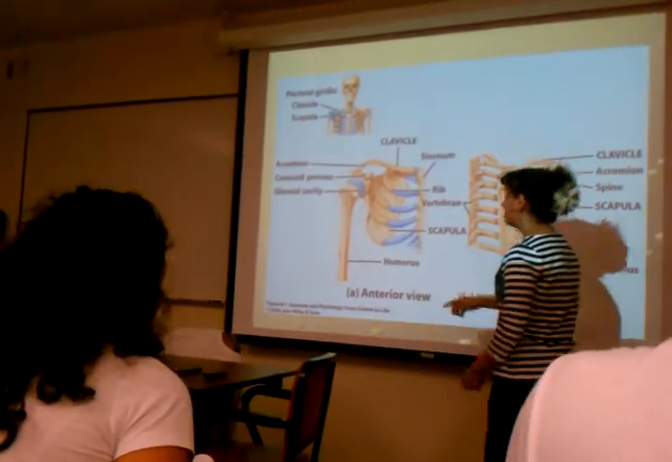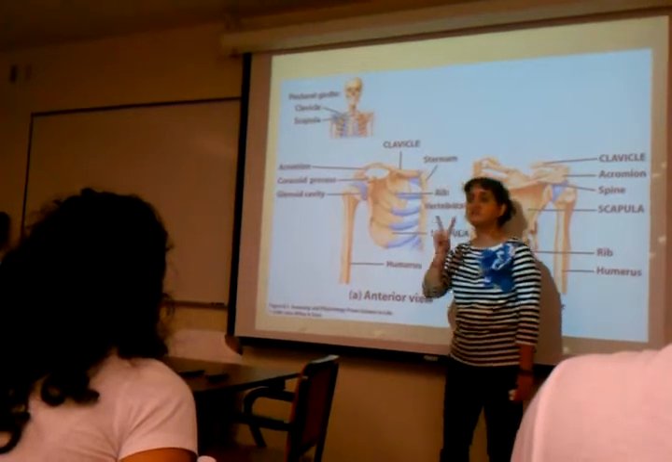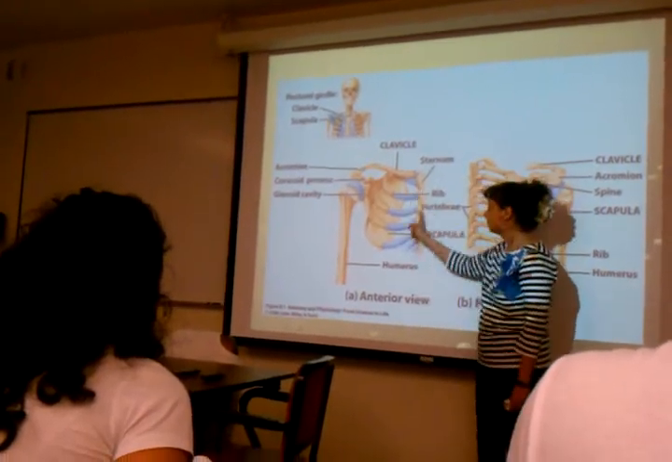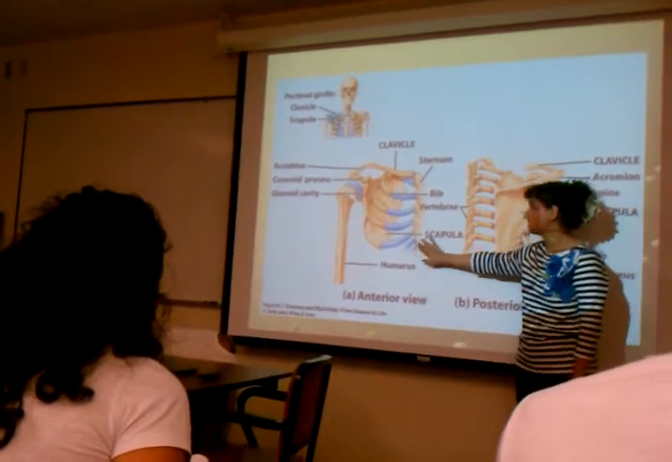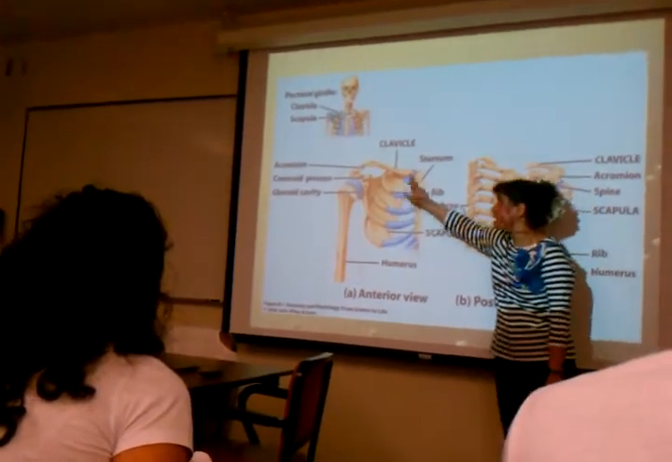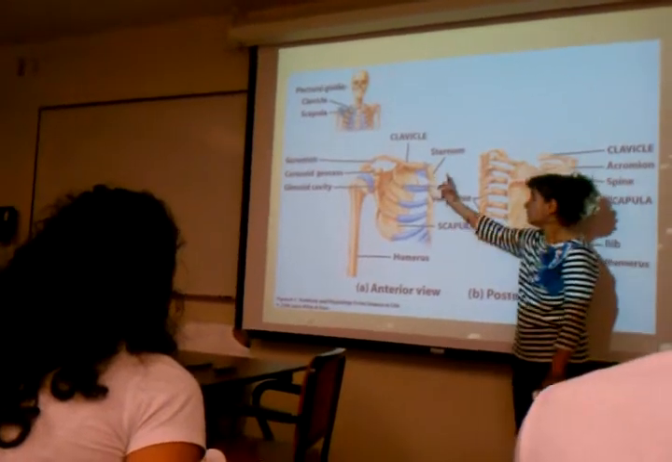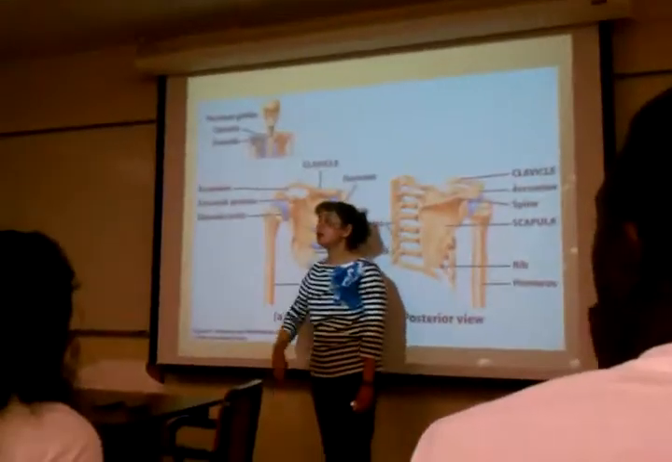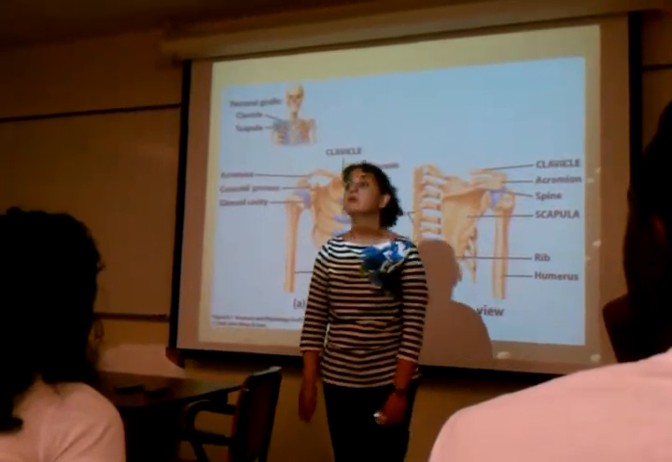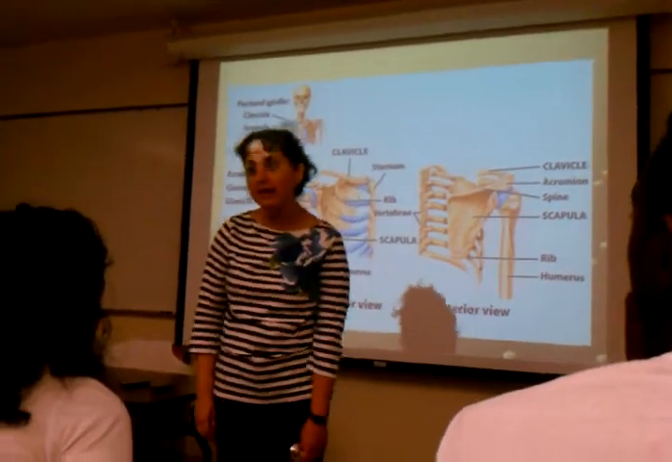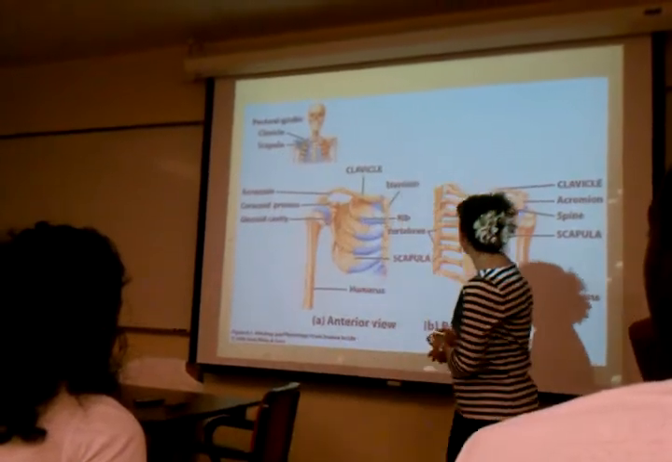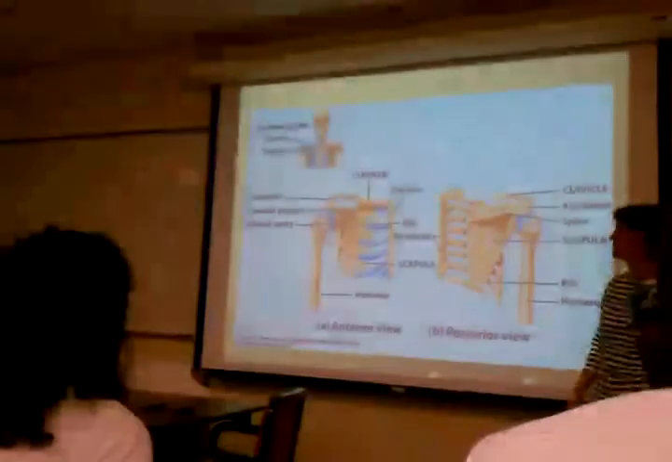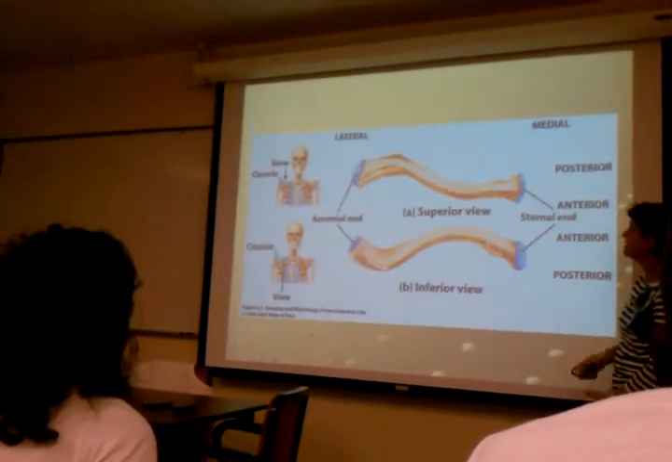Clavicle is the long bone which makes joints with two bones. What are these two bones? Scapula and sternum. The part of it which makes the joint with the sternum is called the sternal end. And the part of it which makes the connection with the scapula is called the acromial end. Why acromial end? Because it connects to the acromion. What is the acromion? One of the processes of the scapula. Very good.